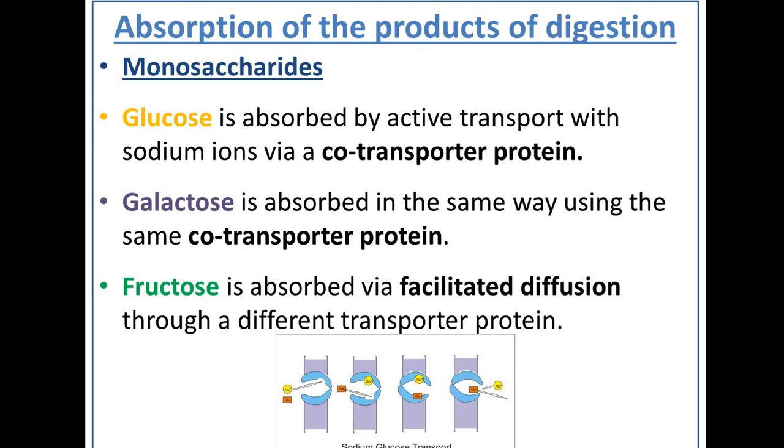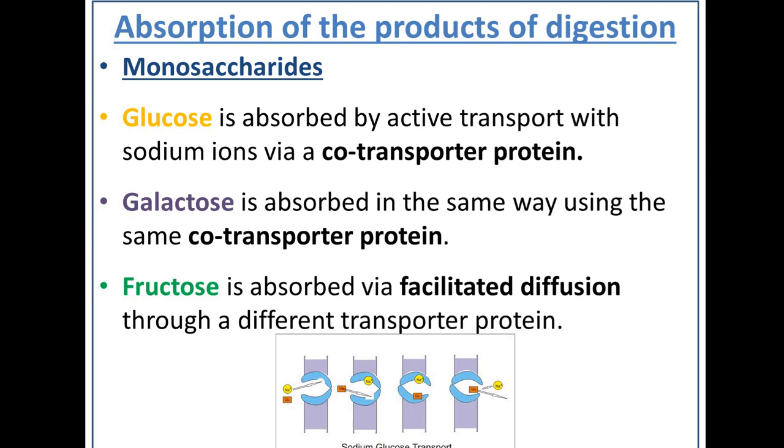Depending on what the monomer is depends on how it is absorbed across the epithelial membrane. So monosaccharides: glucose is absorbed by active transport with sodium ions via a co-transport protein. You probably did this back in Unit 2 when you did active transport, because it's a very good example of that. Galactose is absorbed in the same way using the same co-transporter proteins.